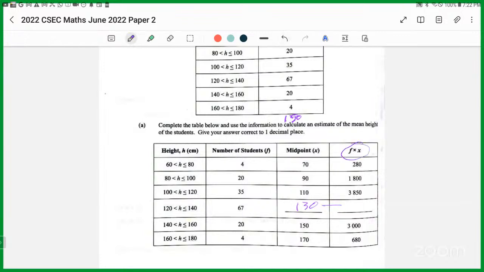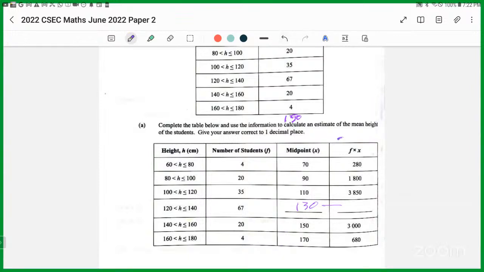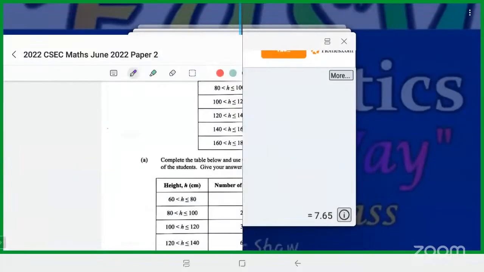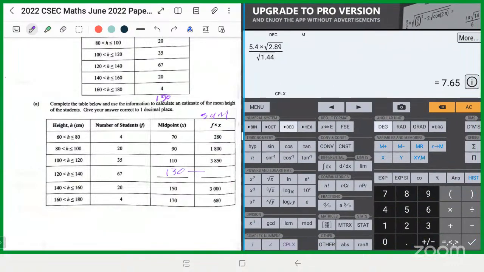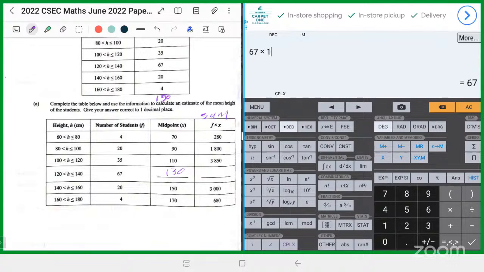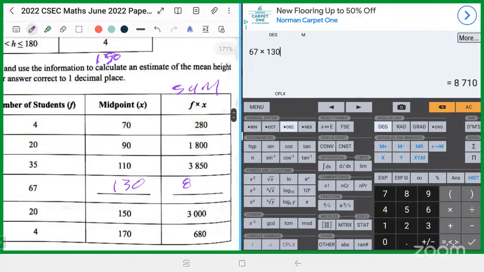So you prepare f times x. And this is a way of summing the height. That's your sum column. It's a way of summing the height. You multiply the frequency by the score, the midpoint score. All right, so let's get the calculator, multiply those two values. And it is 67 times 130. That's 8710.